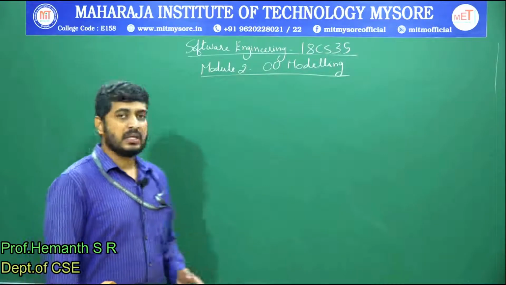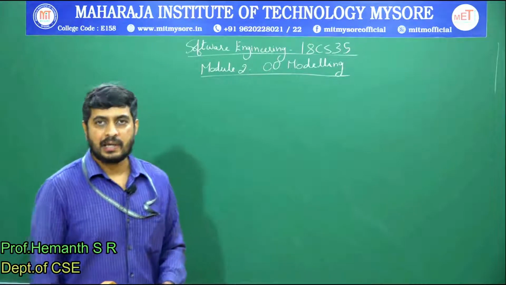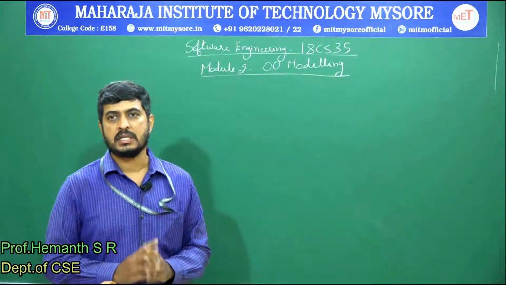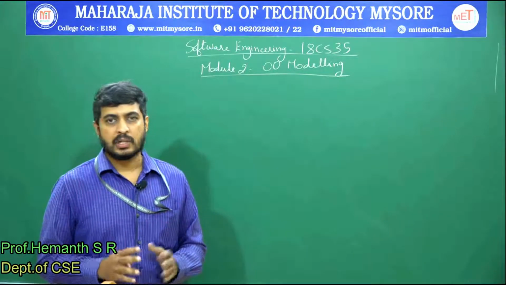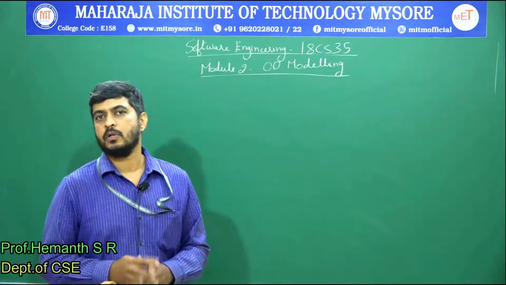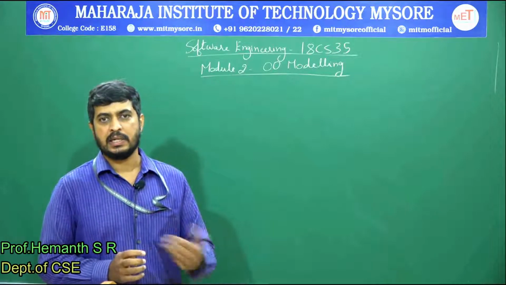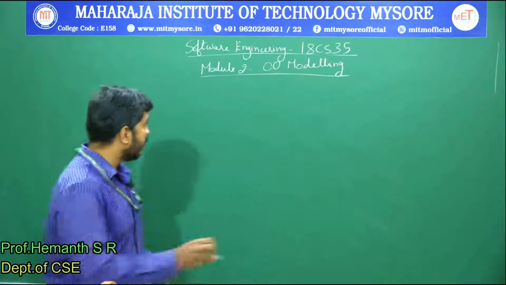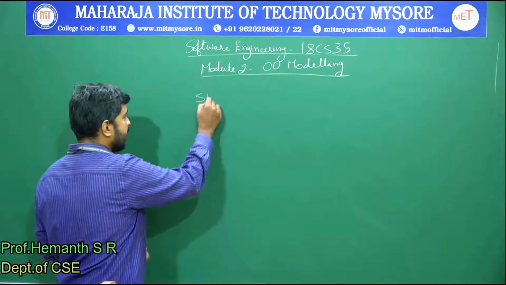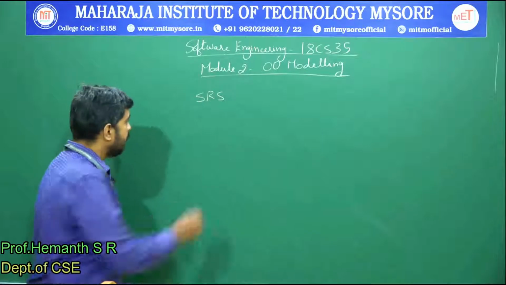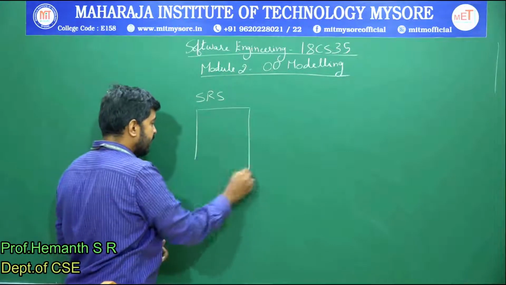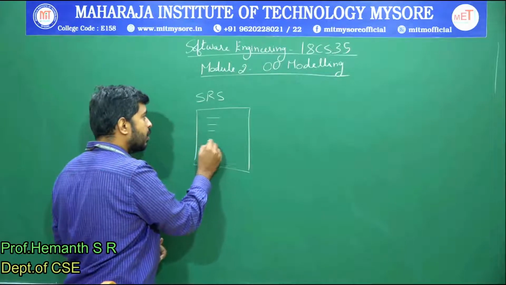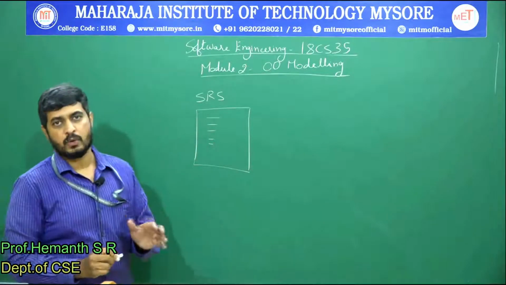The outcome of module 1 is that the analyst would have collected all the requirements from the client, so what exactly the client wants in the software product. All the required features and functions would be given by the client to the analyst. The analyst would have collected and documented it in a document called the SRS.